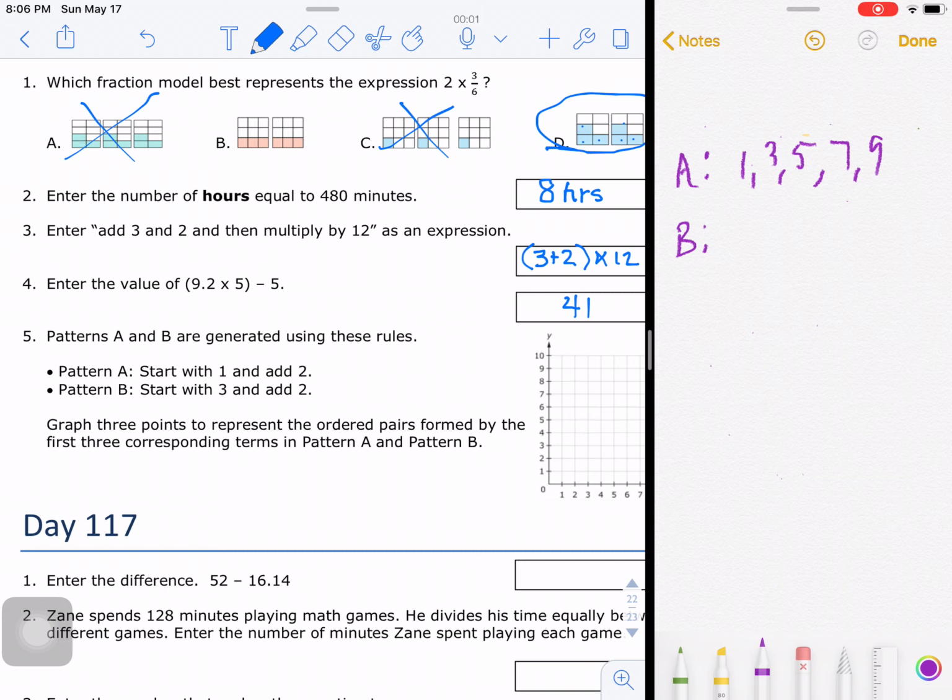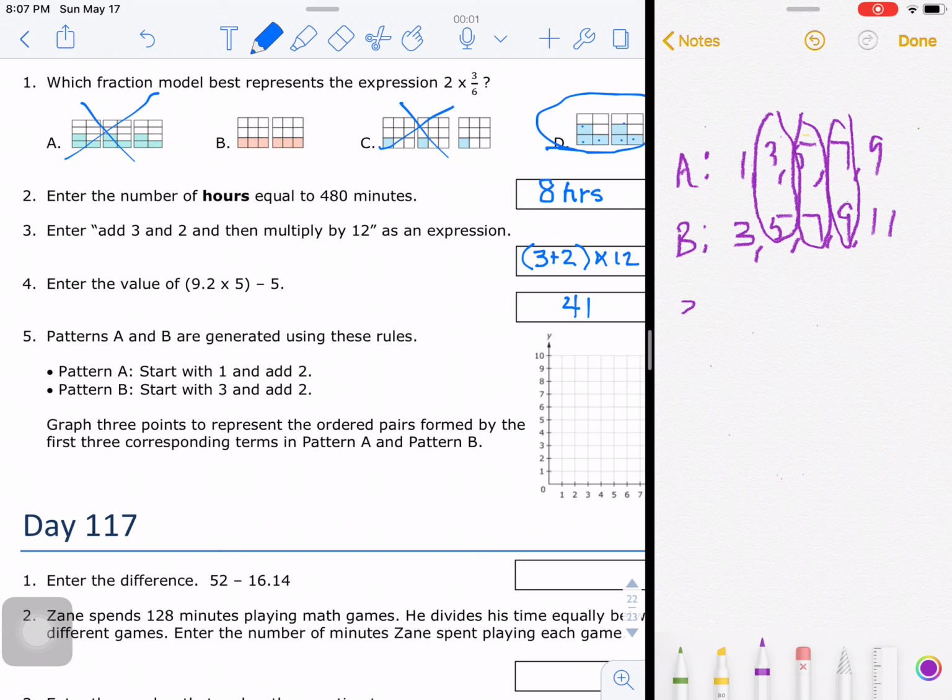Pattern B, start with 3 and add 2. 3 plus 2 is 5. 5 plus 2 is 7. 7 plus 2 is 9. And 9 plus 2 is 11. And now I'm going to graph 3 points. I can graph any 3 points. And what's interesting is that all 3 points are going to be on the same line. That's one of the cool things about this. I'm just going to choose those 3 points.